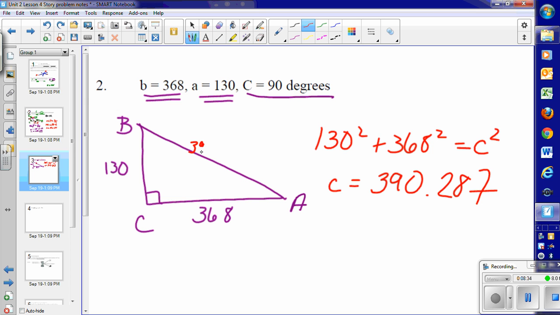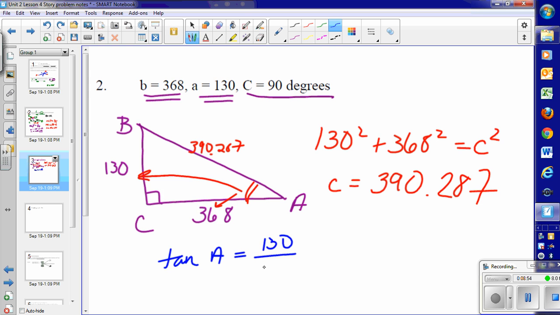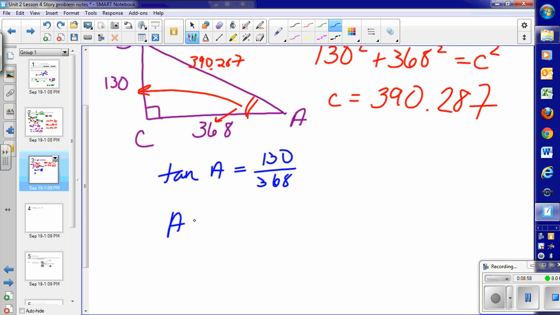And now I need to go back to finding angles. So I'm going to find angle A. Okay? And I'm going to try to use just my given rather than the number I just got in case that happens to be incorrect. Okay, so opposite and adjacent means I need to use tangent. Okay, so now you need to remember all that calculator stuff we talked about. To find angle A, I need to use inverse tangent. 130 over 368.